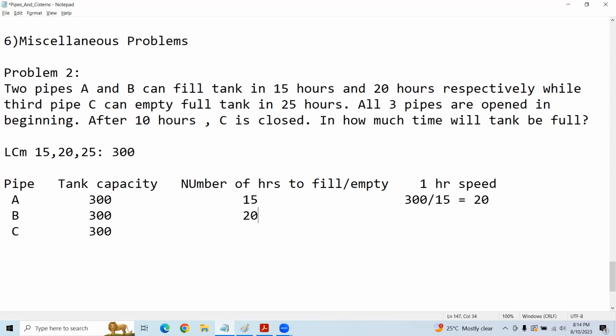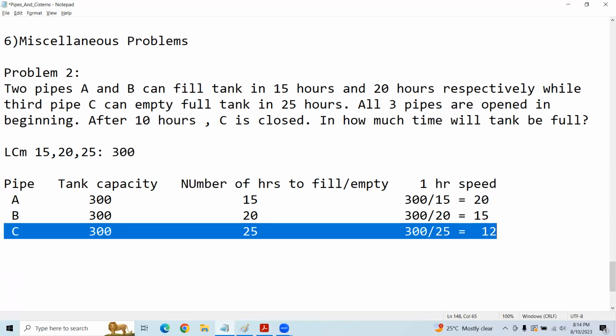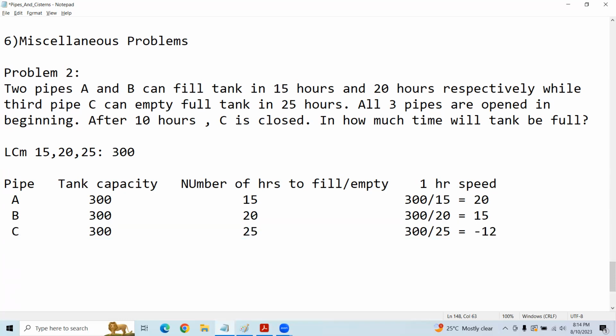Let's look at B. It takes 20 hours to fill the 300 liter tank. So 300 divided by 20, the zeros will get cancelled and you'll get 15. So 15 liter per hour is the speed of B. And for C, it takes 25 hours, so 300 divided by 25 gives 12. But here we need to make sure that as C is emptying the tank, we need to put a minus sign because it is doing negative work. Filling the tank is positive work; emptying the tank is negative work. So we write C as minus 12.